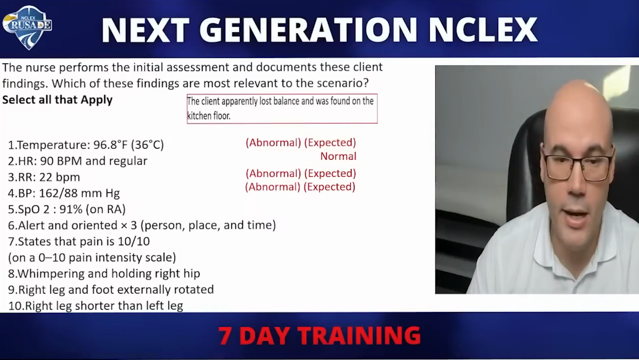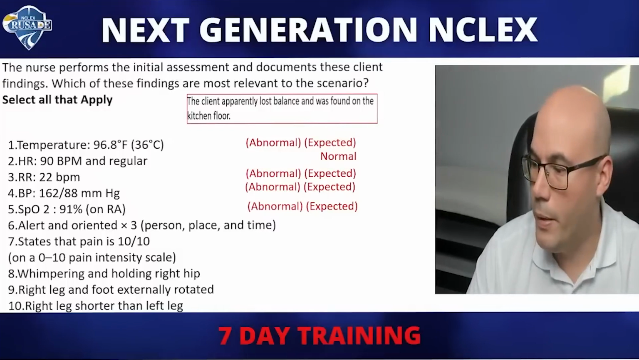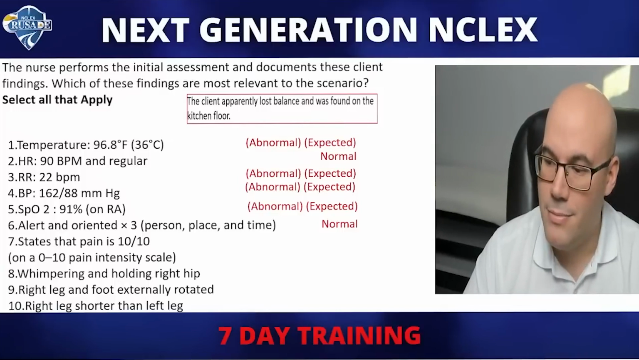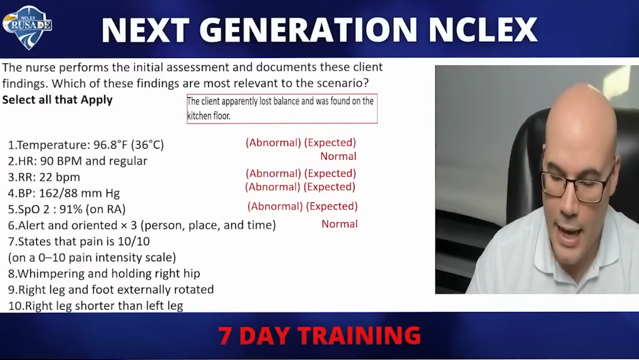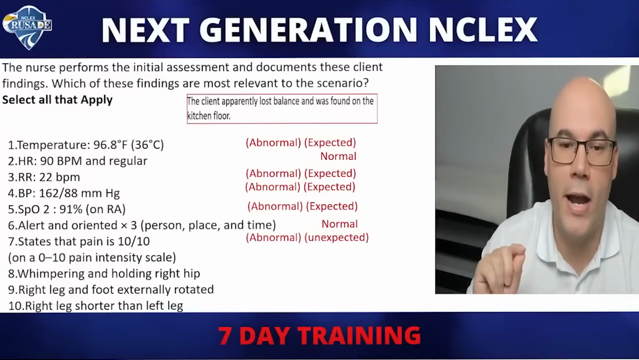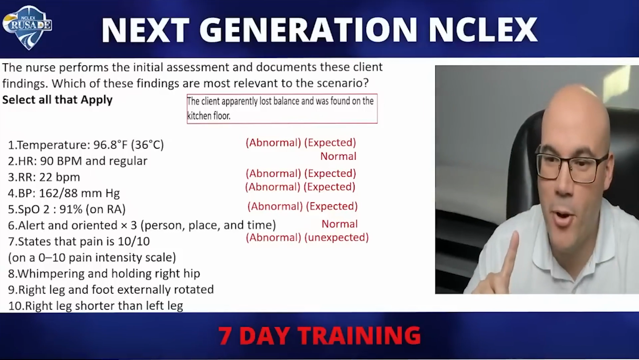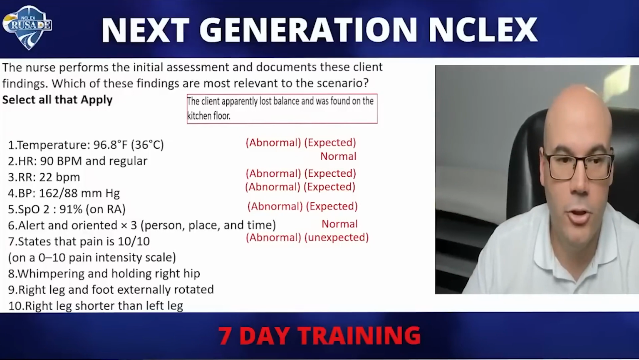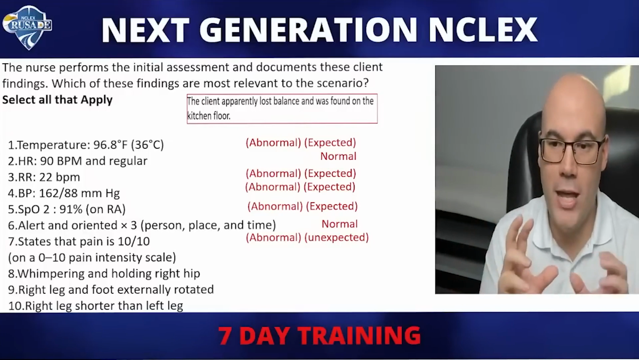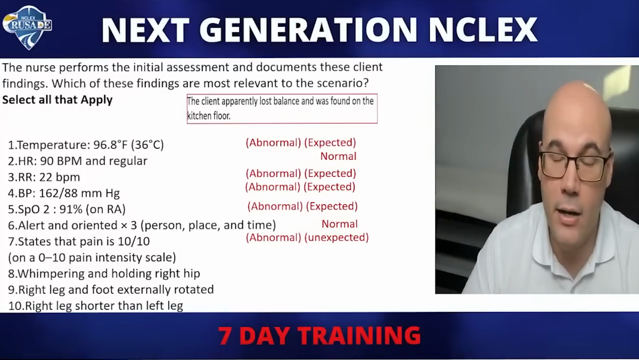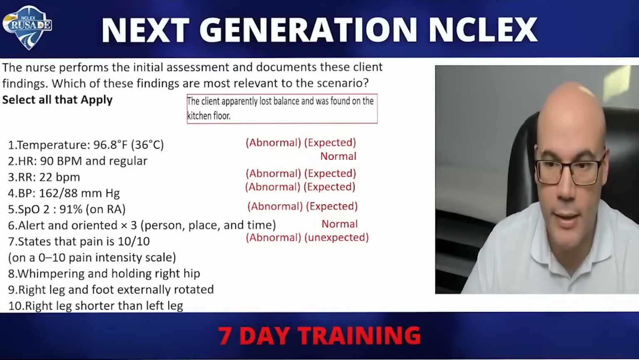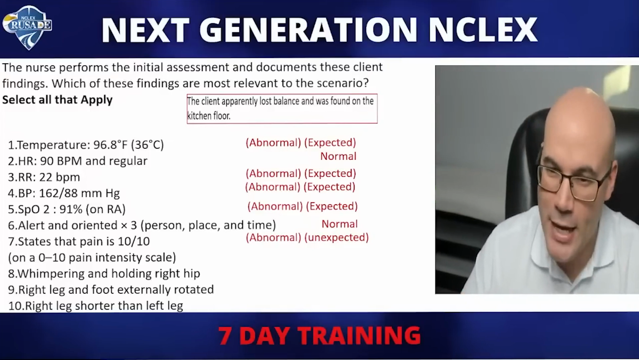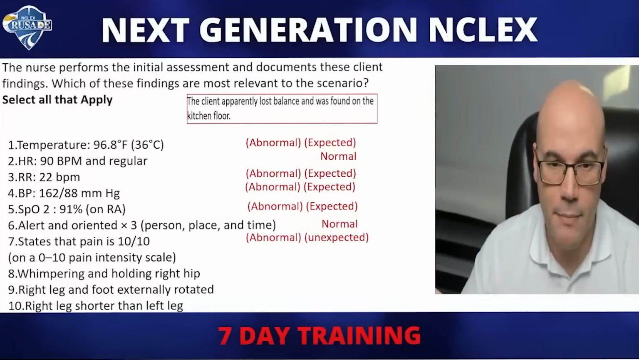Alert oriented times 3, answer number 6. This is completely normal. Number 7, severe pain, abnormal and unexpected. But the most important thing is it relates directly to the scenario or the core of what we originally determined was the most relevant information. You see the importance of doing this step by step?